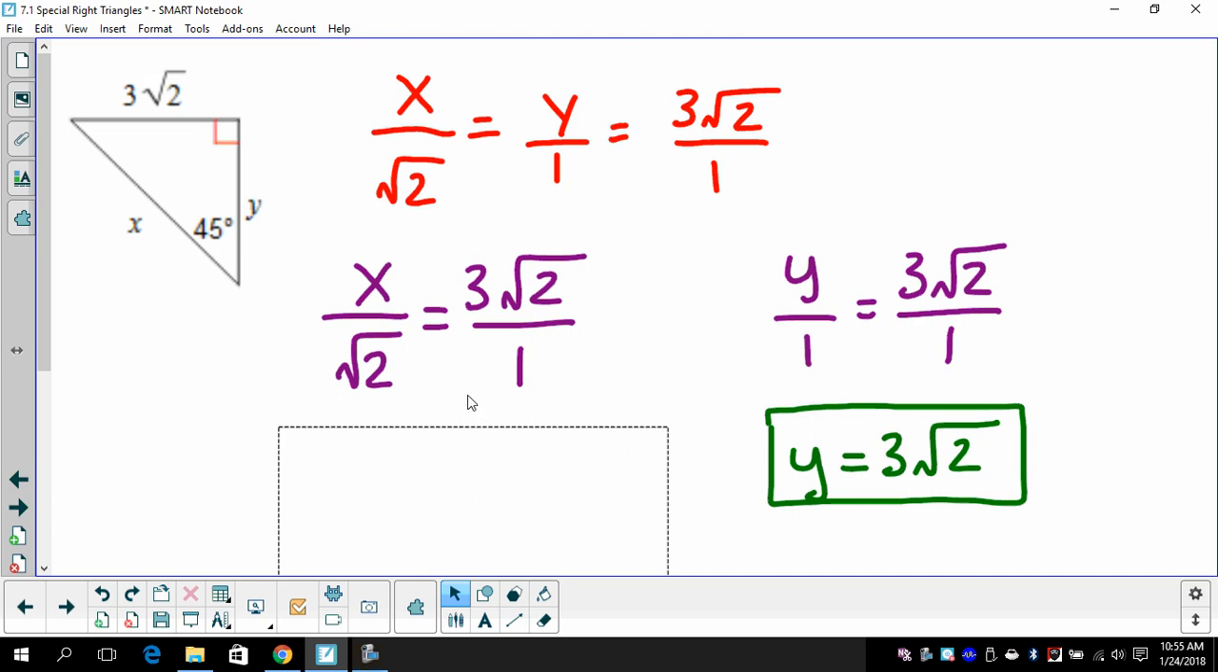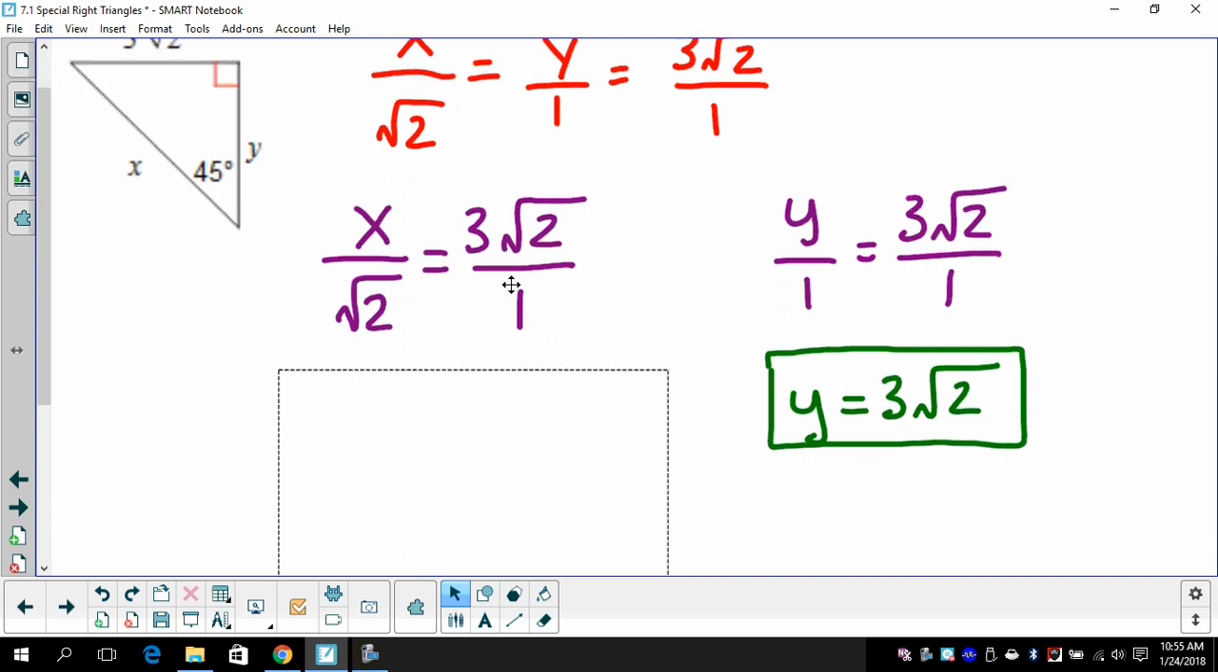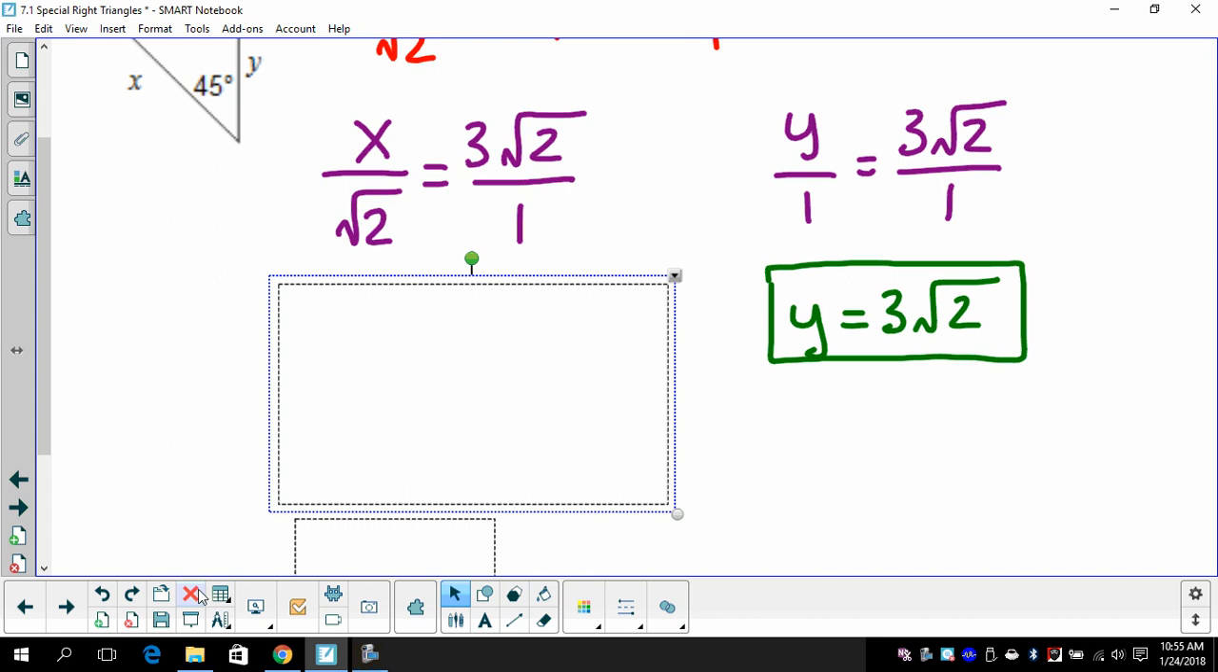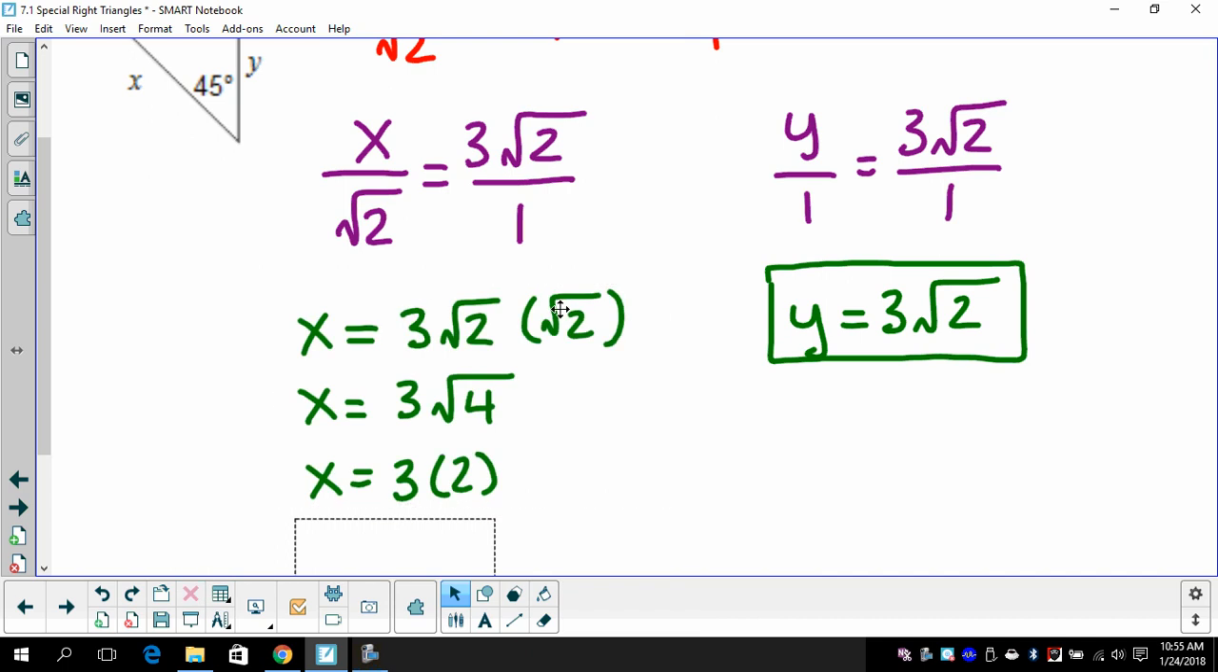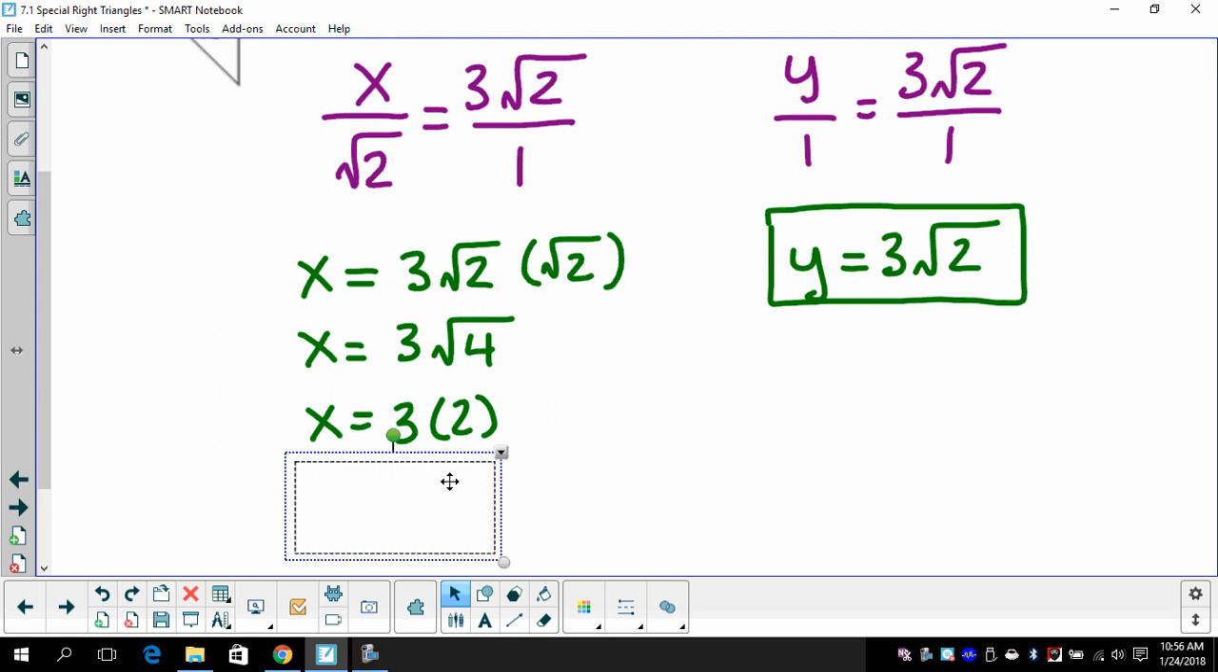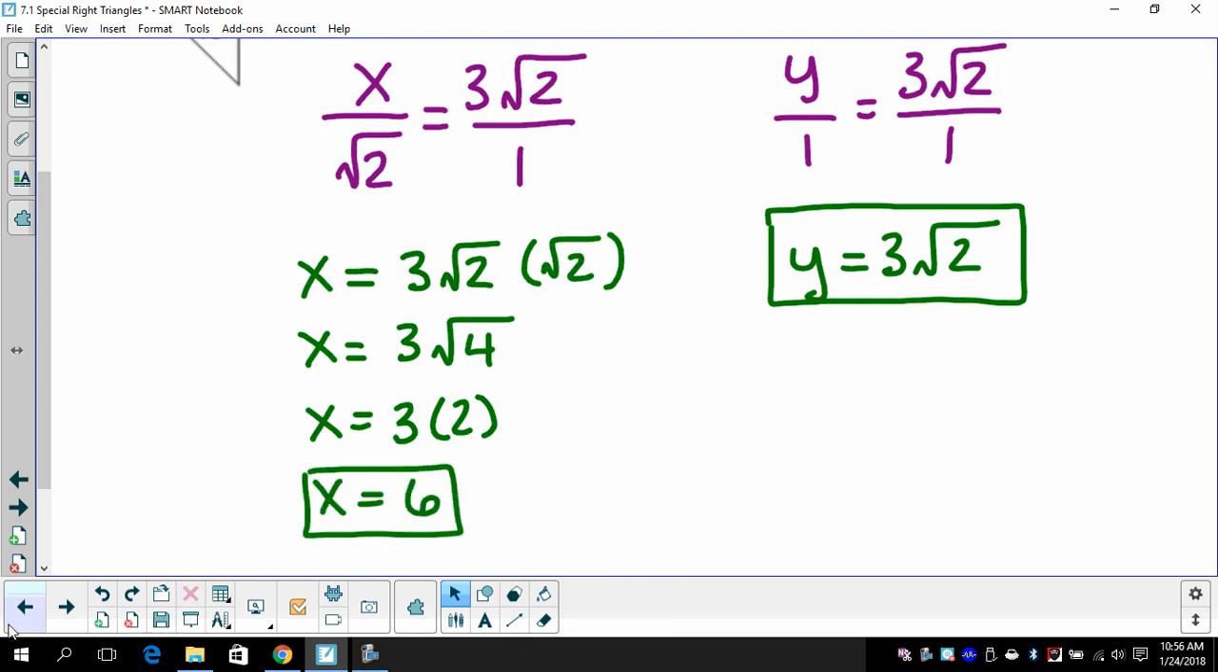For this one, we'll cross multiply, so 1 times x and 3 root 2 times root 2. We know from our last lesson that we can multiply these two root 2's to get root 4, and that root 4 becomes 2 because 4 is a perfect square. So we can find out that x is 6.